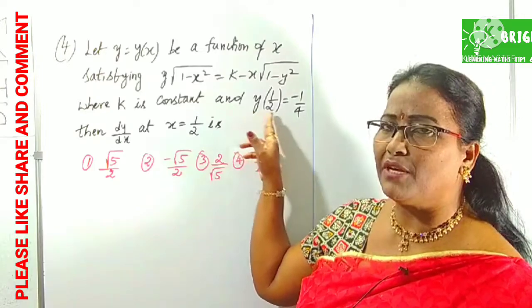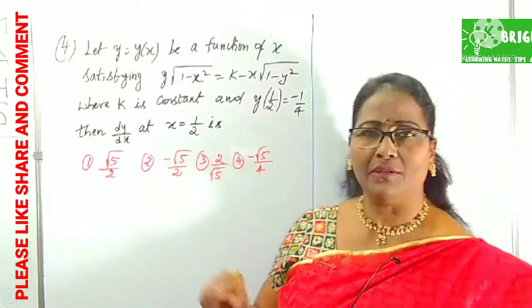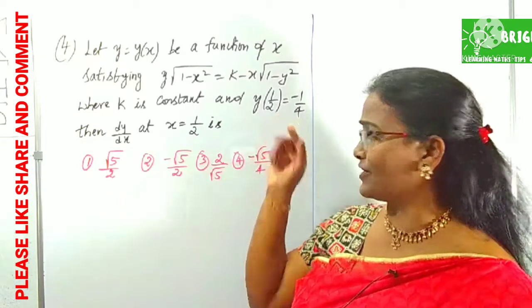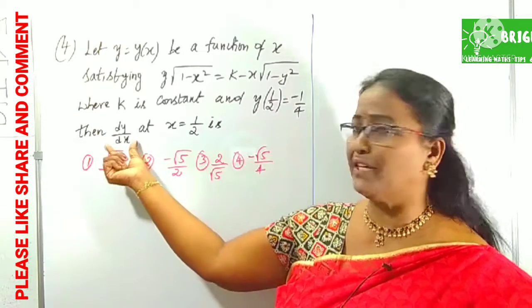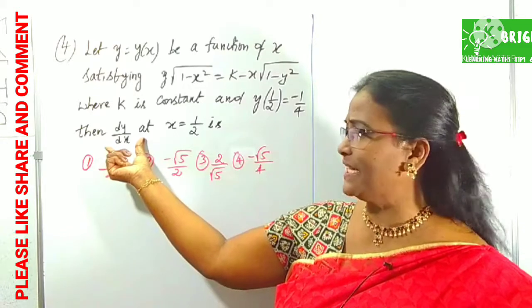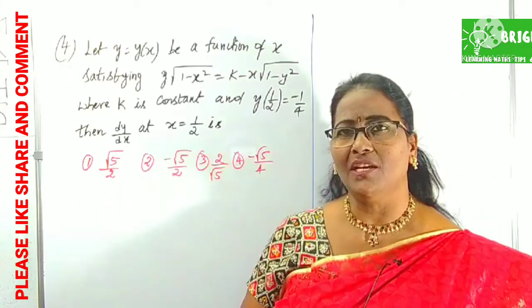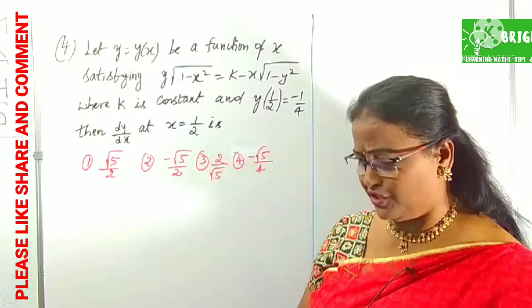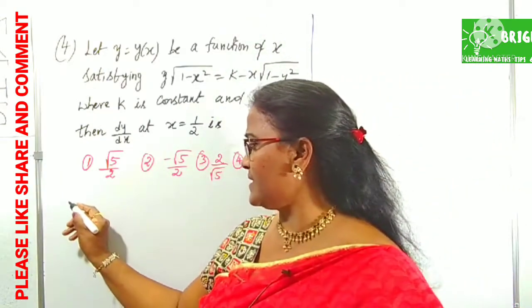Now, y of 1 by 2 is equal to minus 1 by 4 is given as the y value and x value for this equation. Can you understand? Now, finally, you have to find the derivative of the function, dy by dx at x is equal to 1 by 2. Four options are given like this. So, for the sake of ease, for this question you can do like this.